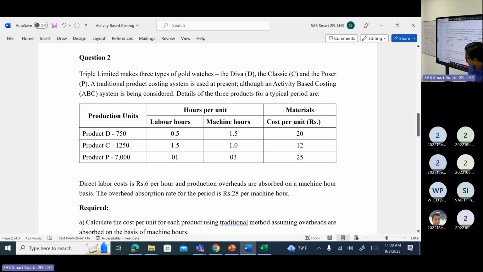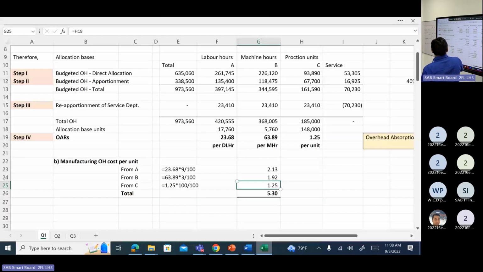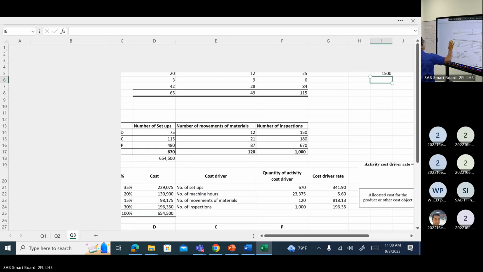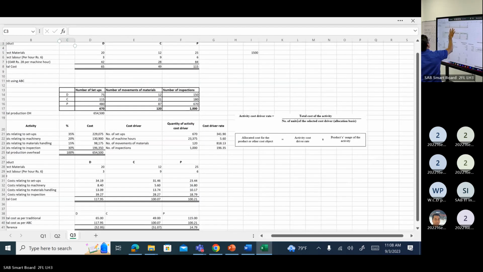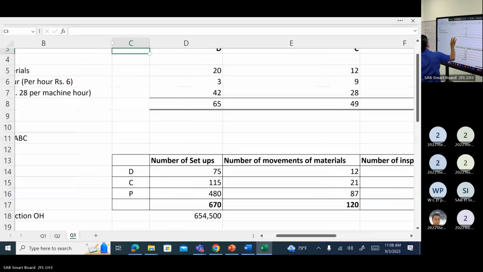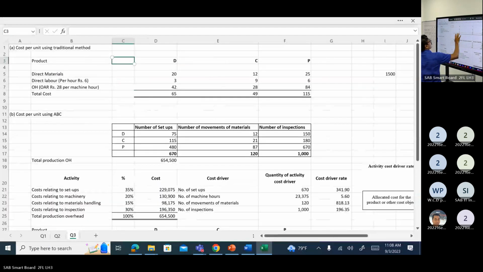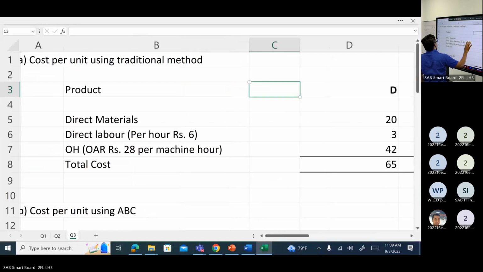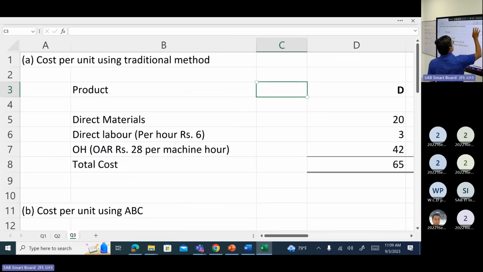Okay, right. Now this one. You have to calculate the cost per unit per product. Product C, D, product D.